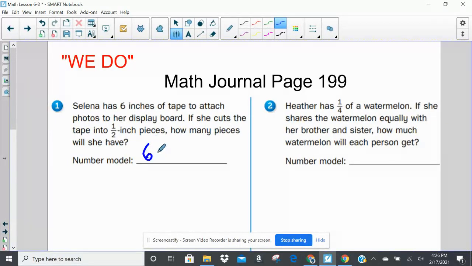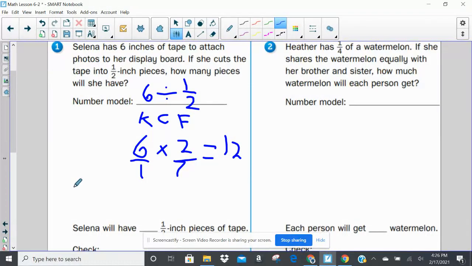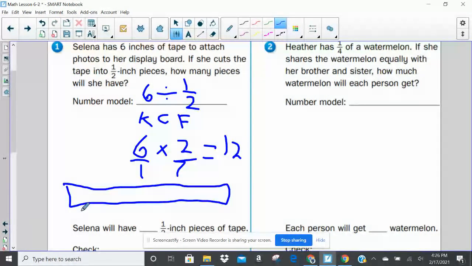So she has a total of 6, and she wants to cut that into half pieces. So let's go ahead and try KCF here. Kentucky Chicken Fried. Keep it, change it, and then flip it. So she would be able to do 12 total pieces. What would that look like in a model? Well, if I say that this is my tape, it is 6 inches. Here it is, 6 inches. And I'm going to divide it into halves.